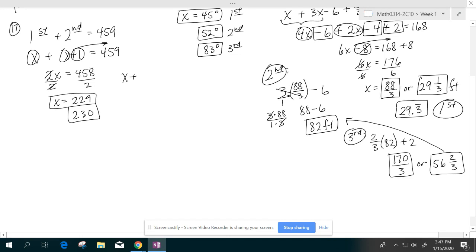What if they're decreasing? What would the second one be? X minus 1, and they still add up to 459. And I'm kind of curious to see if I get the same answer if they're decreasing. So, x plus x, 2x. This time, minus 1 is going to move over and become plus 1. Kick that up to 460. And then divide by 2. 230, which does match the 230.